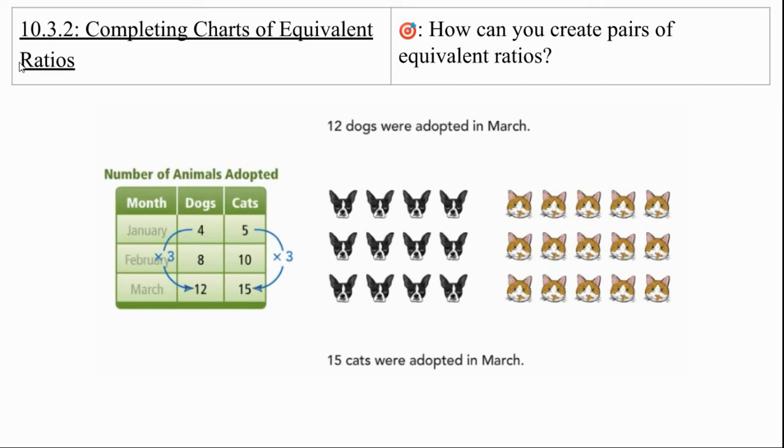So then we look at the number of dogs and cats adopted in March. So we again look at the relationship between the number of dogs in January to the number of dogs in March. It's getting bigger, so that's multiplication. We're going to multiply both sides, and we look at the relationship between 4 and 12. 4 times 3 is 12. So if we multiply 4 times 3, we have to multiply 5 times 3. So 12 dogs were adopted in March, and 15 cats were adopted in March.